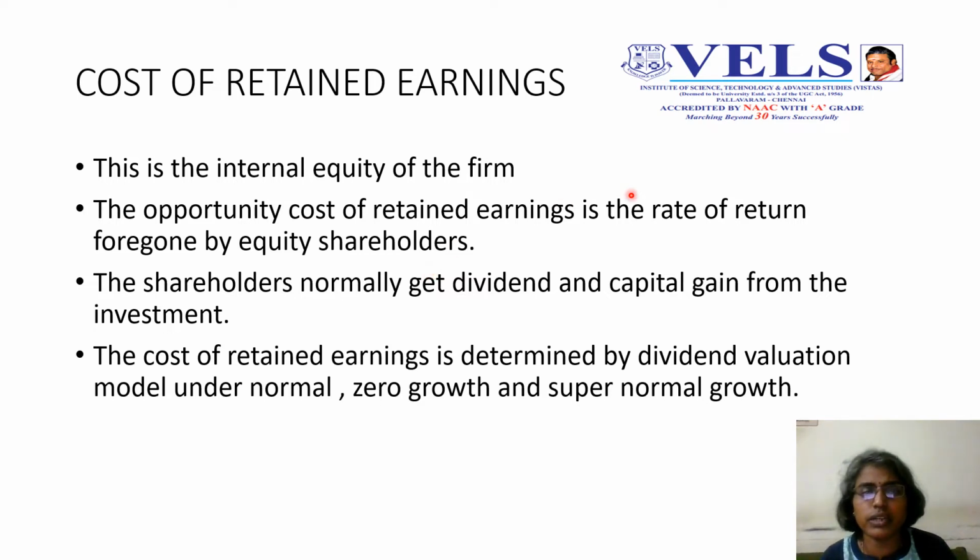The opportunity cost of retained earnings is the rate of return foregone by equity shareholders. For example, if dividend is given, the equity shareholders would have received some percentage of dividend as a return from the share or from the earnings of the company. If the dividend is not given to the shareholders, then they would have used this money in some other investments. So the opportunity cost of retained earnings is the rate of return foregone by equity shareholders, and that is the cost of retained earnings.